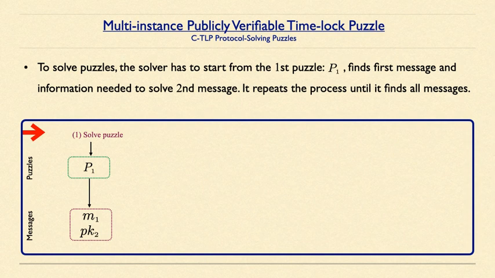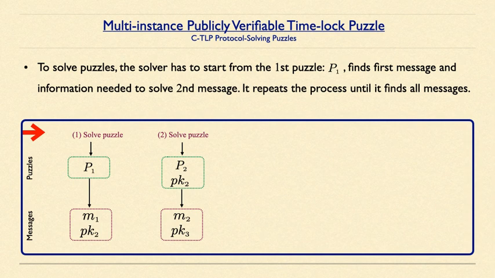After that, the solver moves on to the next puzzle P2. It uses PK2 to perform sequential squaring to solve the puzzle. It discovers message M2 and PK3, where PK3 is a public key for the next message. The solver repeats the process until it reaches the last puzzle Pz.